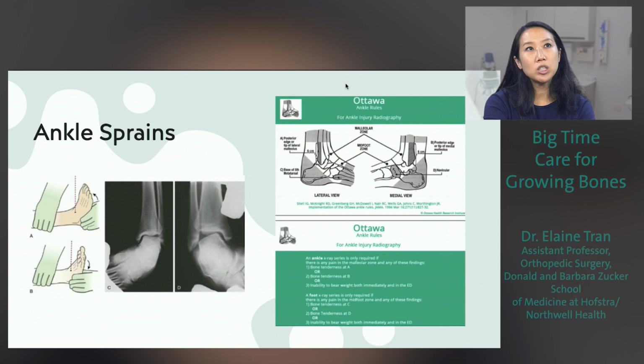And there are also specific x-rays we can get where we stress the foot to try to stress the ligament, to see if there's a gap in the joint when we stress the foot in a certain position.